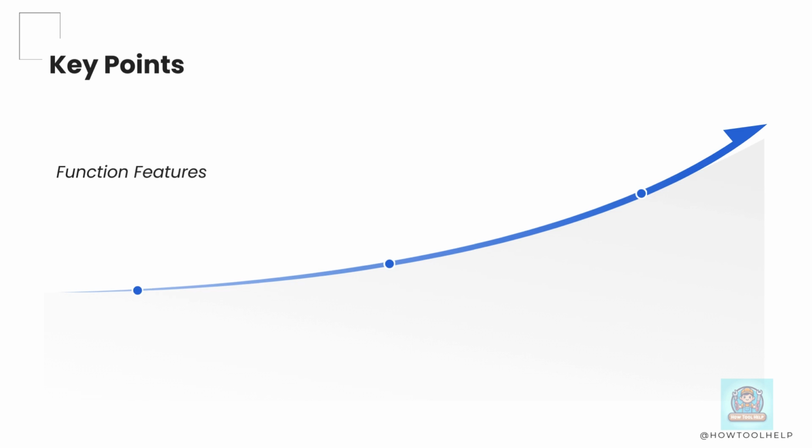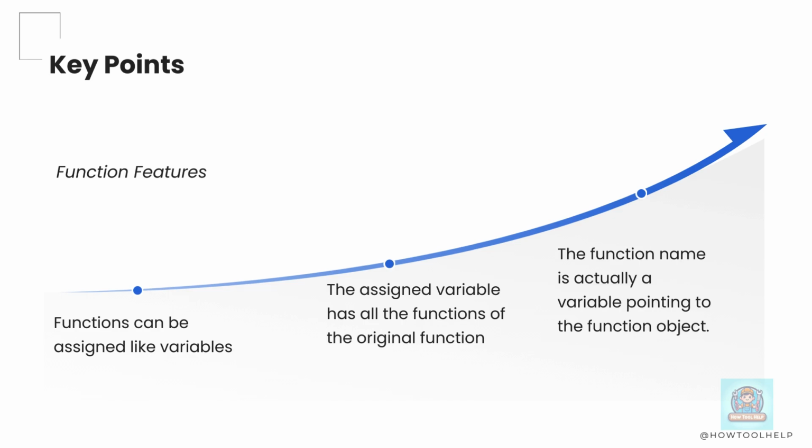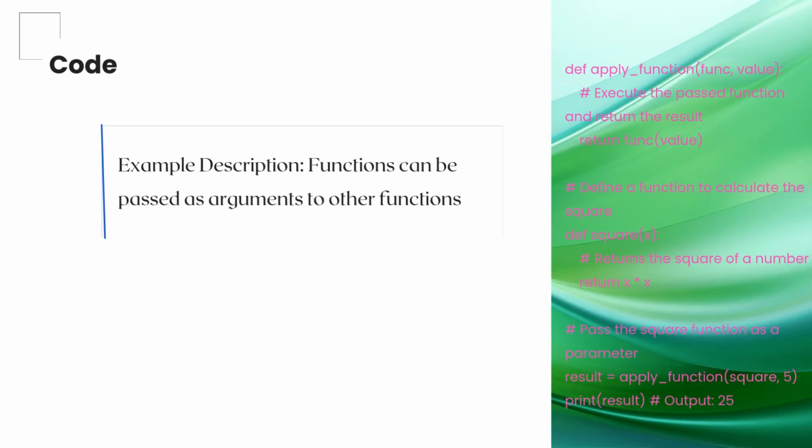Key takeaways. Functions can be assigned to variables just like any other object. The assigned variable retains all the functionalities of the original function. A function's name is essentially a reference to the function object. Example 2. Functions as arguments. Next, we'll see how functions can be passed as arguments to other functions.